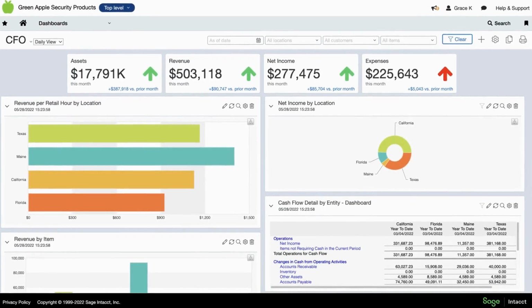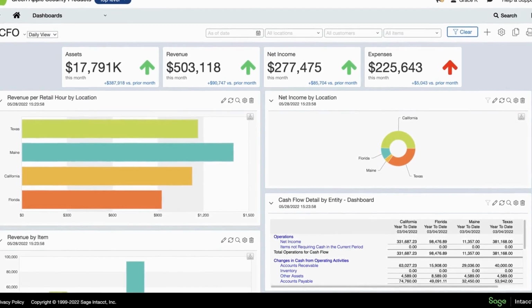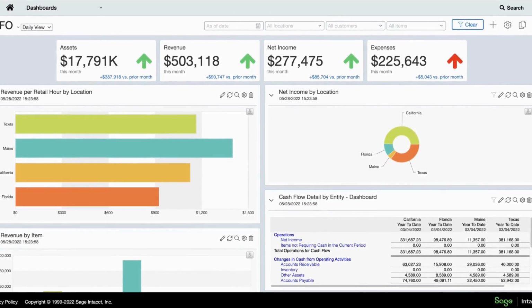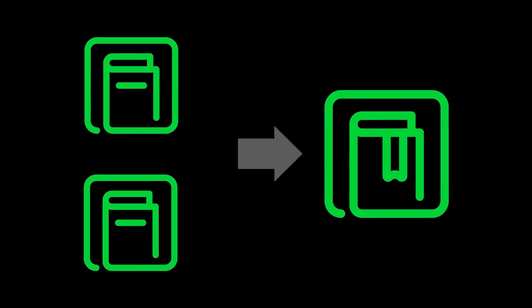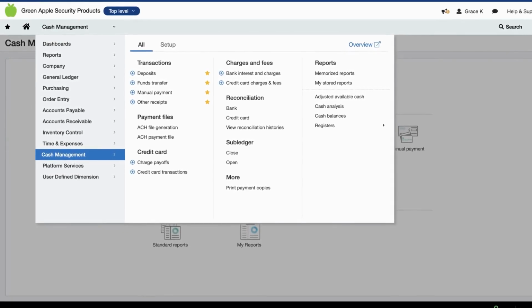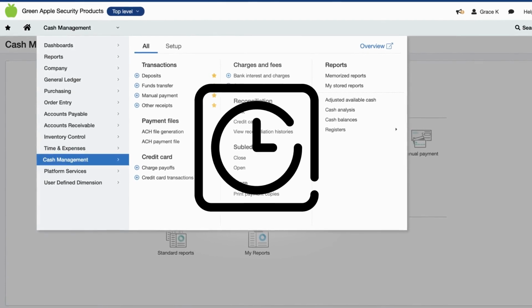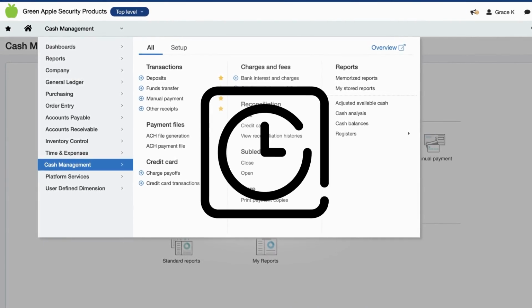Grace even pushes key metrics, charts, and reports to role-based dashboards for the various decision-makers in her company, providing them with real-time information at a glance. With a structure based on an intelligent general ledger and independently closable subledgers, Grace is able to speed up her monthly close. Automations in cash management like bank feeds and reconciliation tools help her further speed up the close. By cutting the monthly close time in half, she gets timely information into the hands of decision makers.